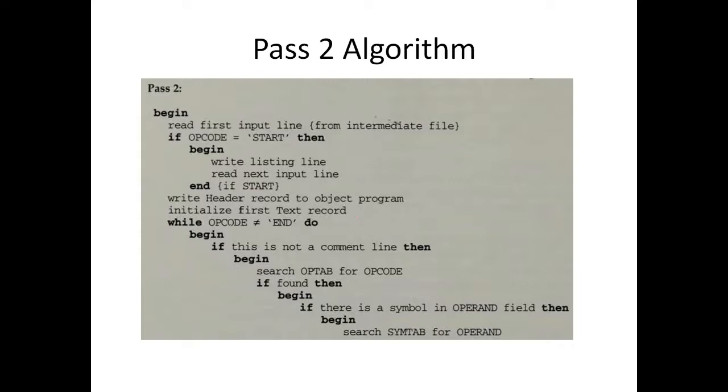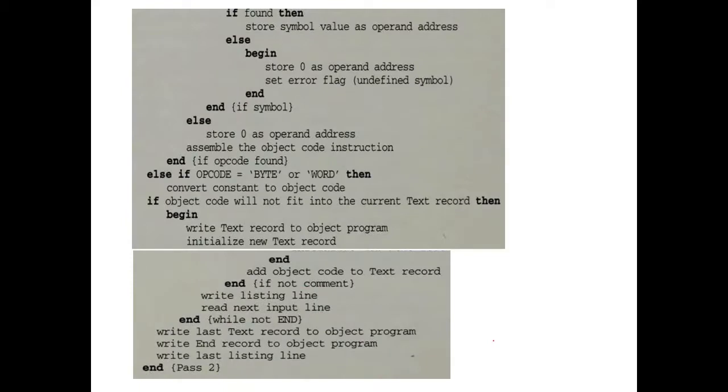While opcode is not equal to END, it is not the end of the program. If this is not a comment line, search OPTAB for the opcode. If found, then if there is a symbol in the operand field, you search the symbol table for that operand. Why do I need to search the symbol table? Because the symbol table will have the address of that operand. Next, if found, store that symbol value as the operand address.